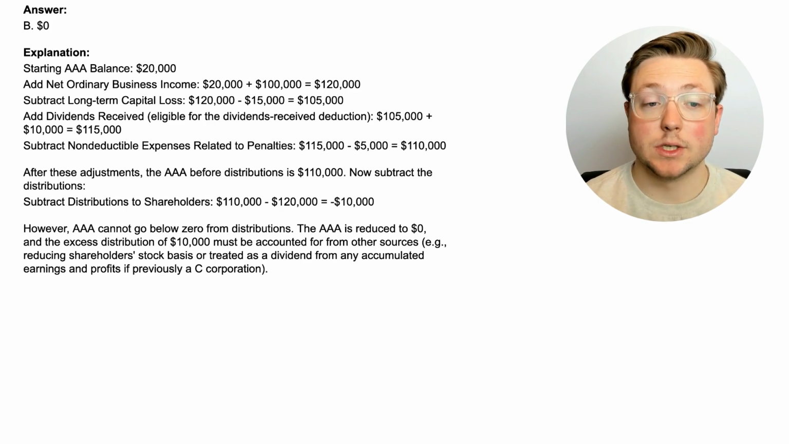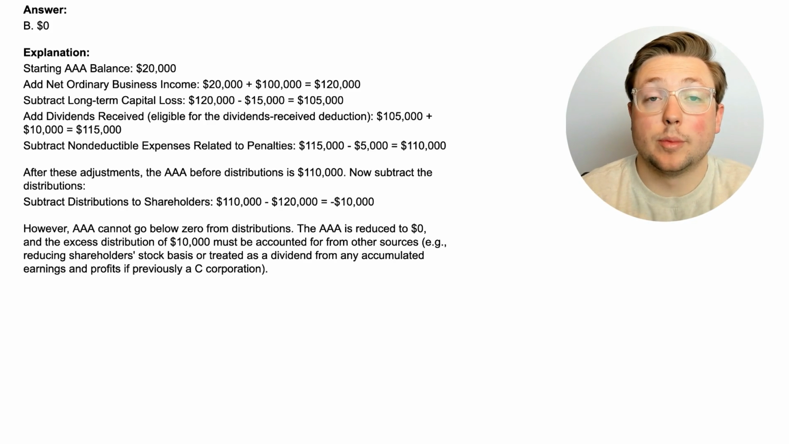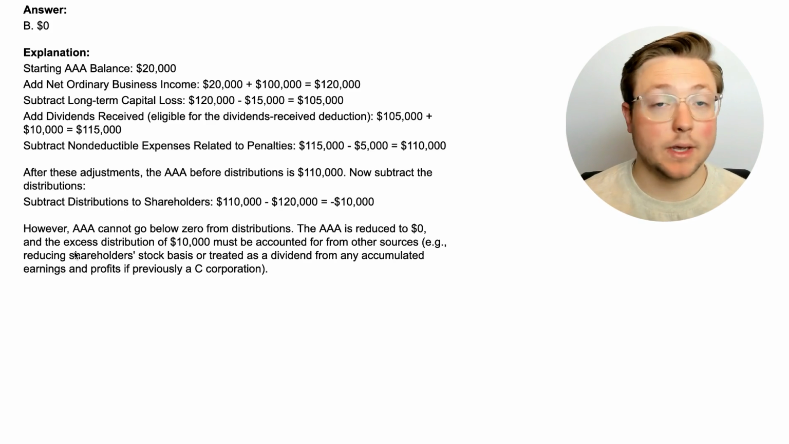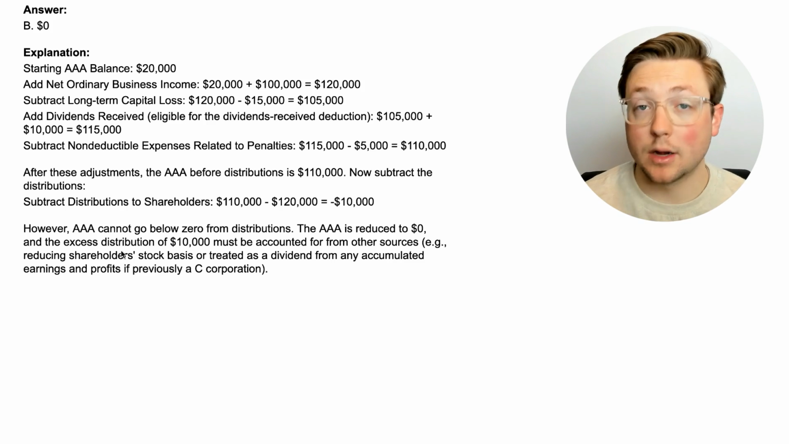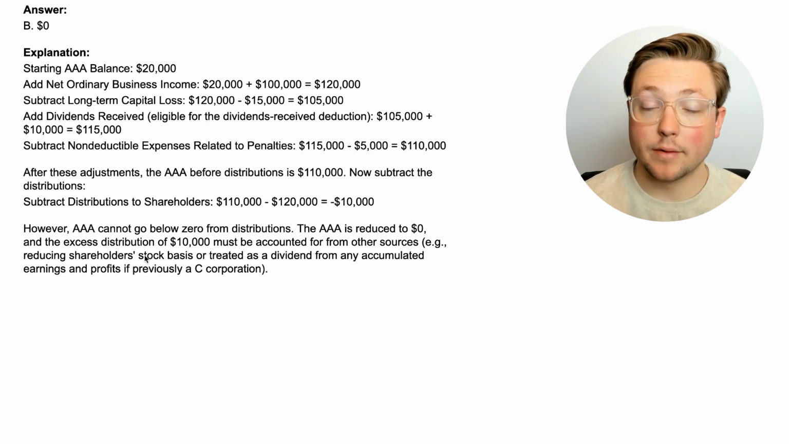Now, that does bring up the question, what happens if the AAA is already negative and shareholders want to take distributions? Again, it's the same thing here where they might be able to take it, but it won't be coming from AAA. It will be coming from stock basis or accumulated earnings and profits if it was a C corporation before, and that's how it works.